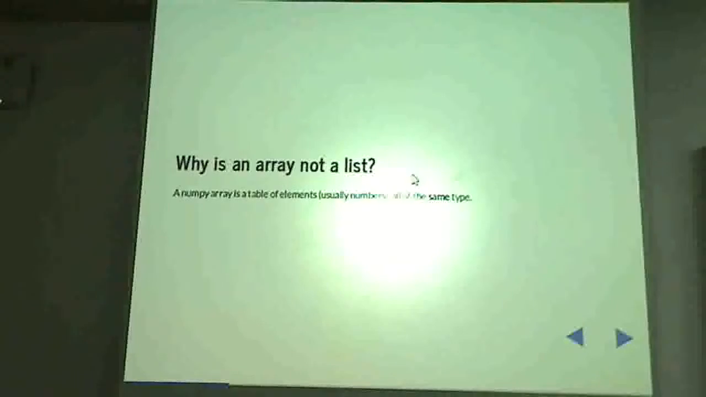So why is a NumPy array not a list? It differs from a list in a fundamental way. A NumPy array must have all elements of the same type. In a list, you could easily have a list where the first element is 1, the second element is j, and the third element is 3.0, wherein this is an integer, this is a character, and this is a float. This is a perfectly valid statement in Python.